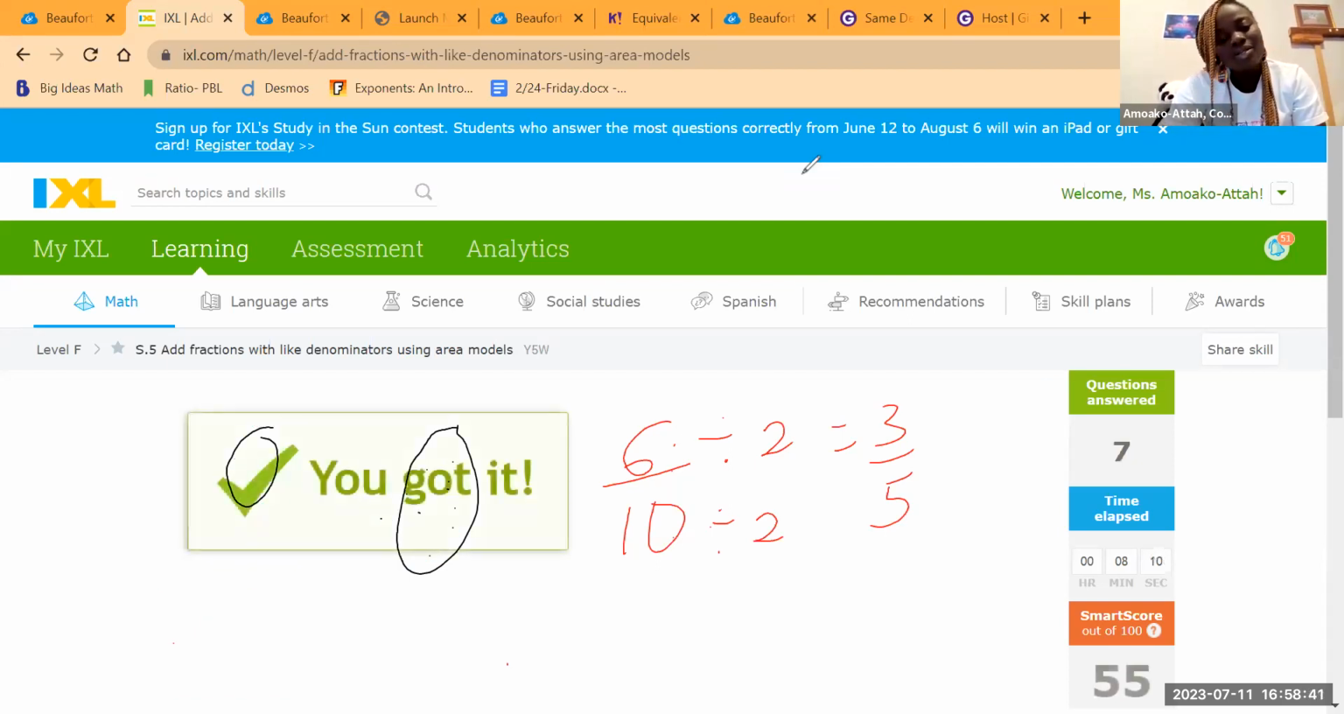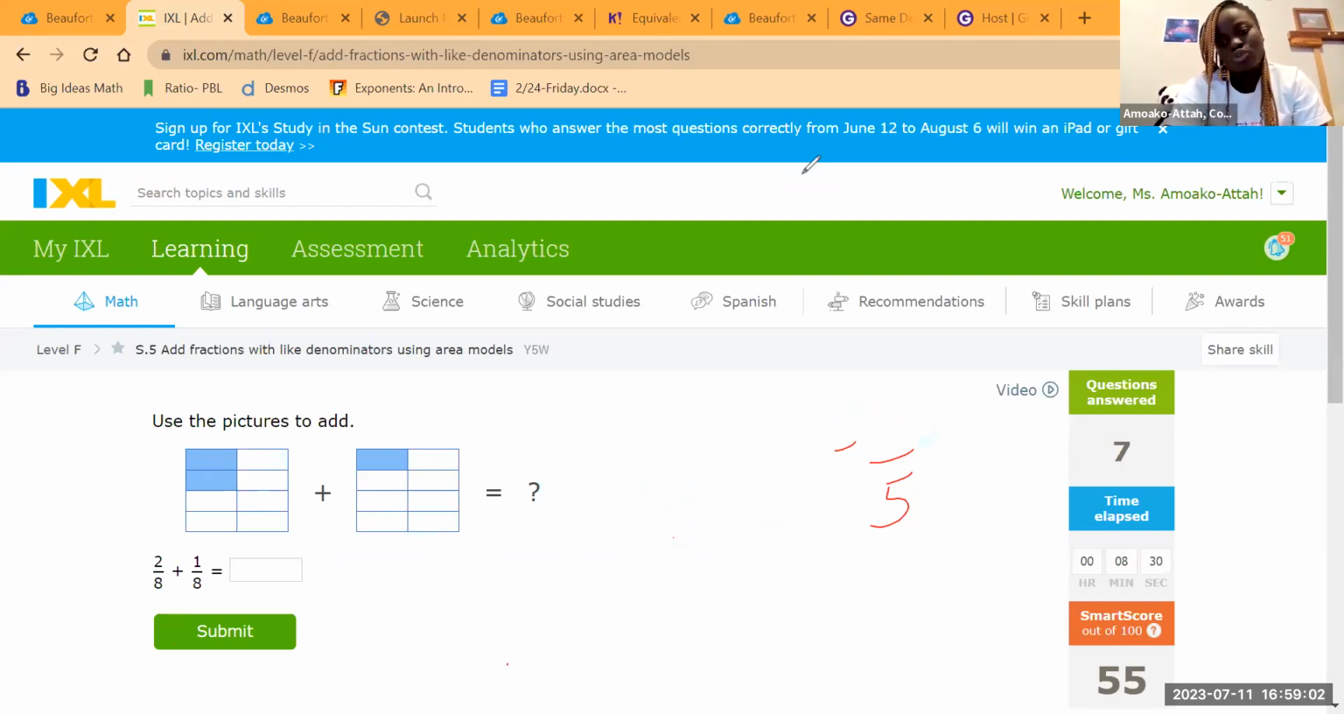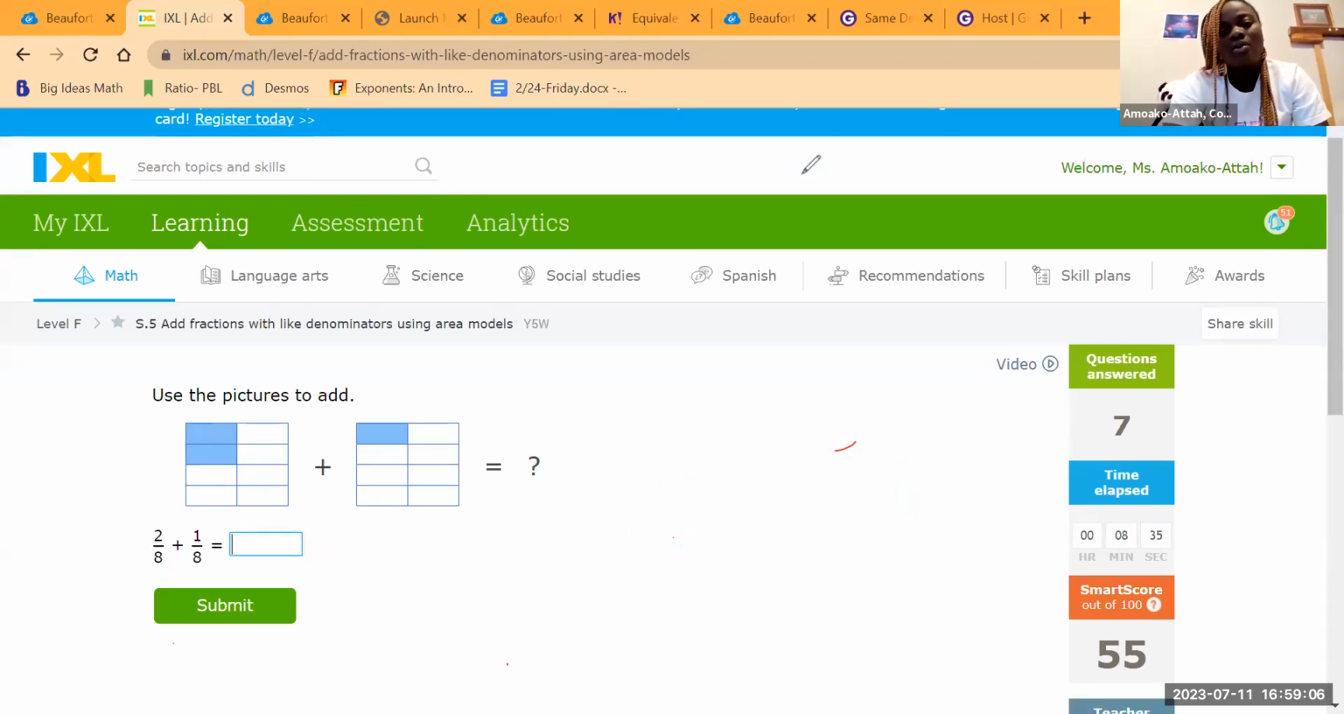Did you get it correct? Oh, that is awesome. Let's see our SMART scores. That is 55. That is one interesting thing about iExcel. It gives you your SMART scores and it also helps you to know the correct answer even if you get it wrong. You will be able to correct yourself. They'll be able to go through step-by-step ways for you to get it correct the next time you solve it.